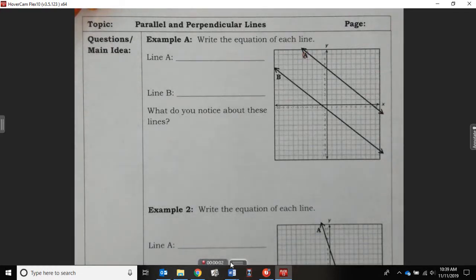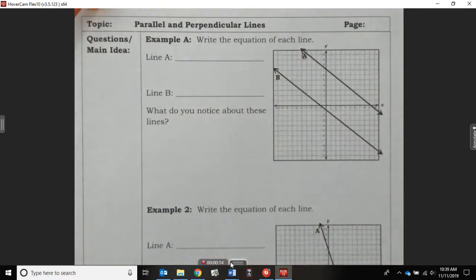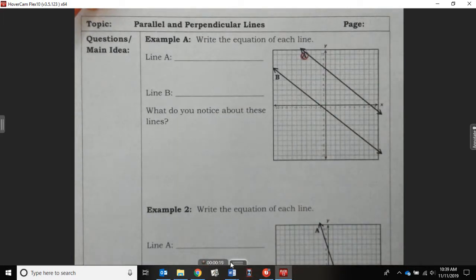All right, so we mentioned the other week about parallel and perpendicular lines, so we are going to delve more in depth into that today. So starting with example A, we want to write the equation of each line. So this is line A, and I'm going to do that by first finding 2 points.